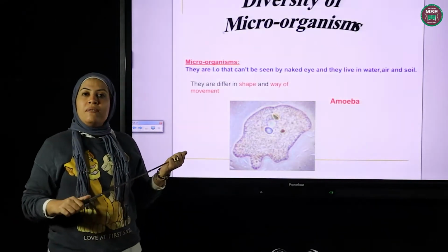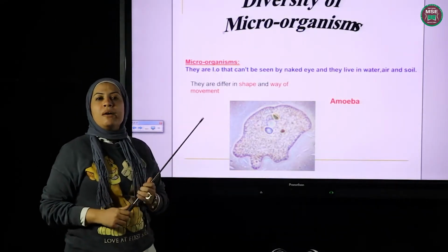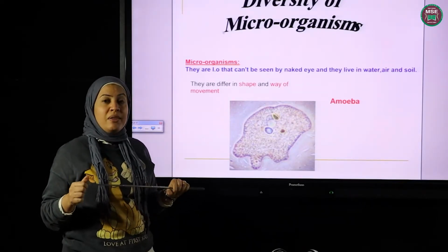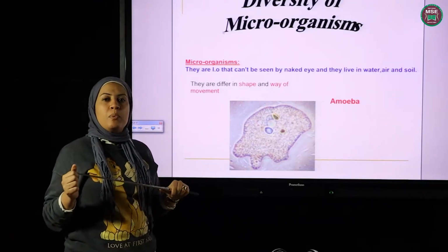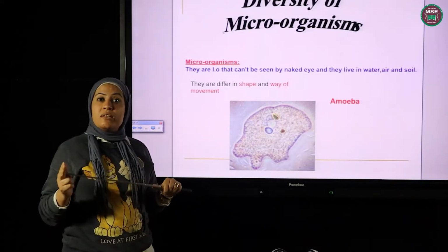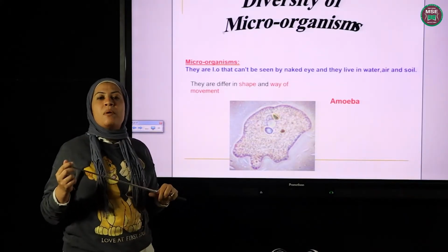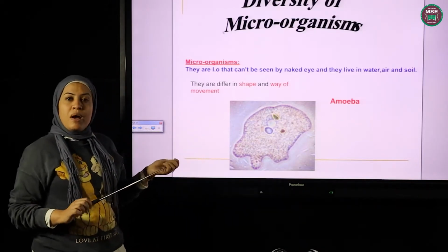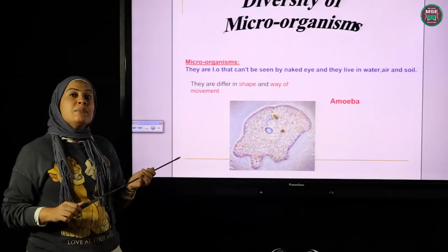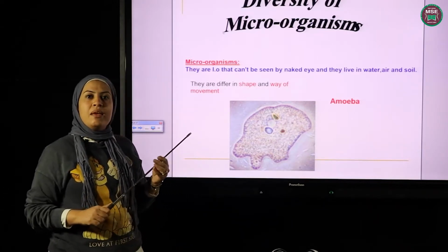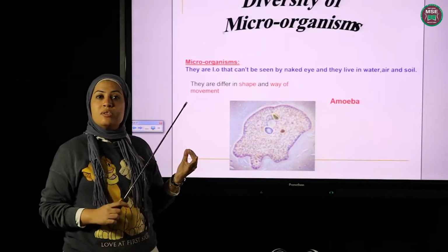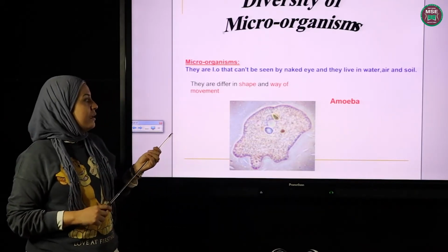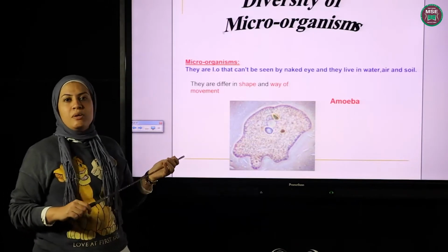I have another living organism which is called microorganisms. Microorganisms are living organisms that can't be seen by the naked eye, and they spread everywhere in air, water, and soil, and we have to see them under the microscope. So what is the meaning of microorganisms? Microorganisms are living organisms that can't be seen by the naked eye, and they spread everywhere in the air, soil, and water, and we have to see them under the microscope, like amoeba, paramecium, and euglena.